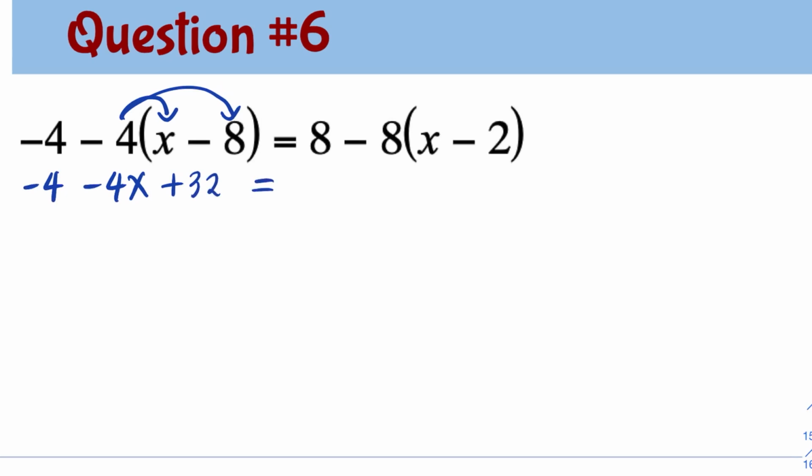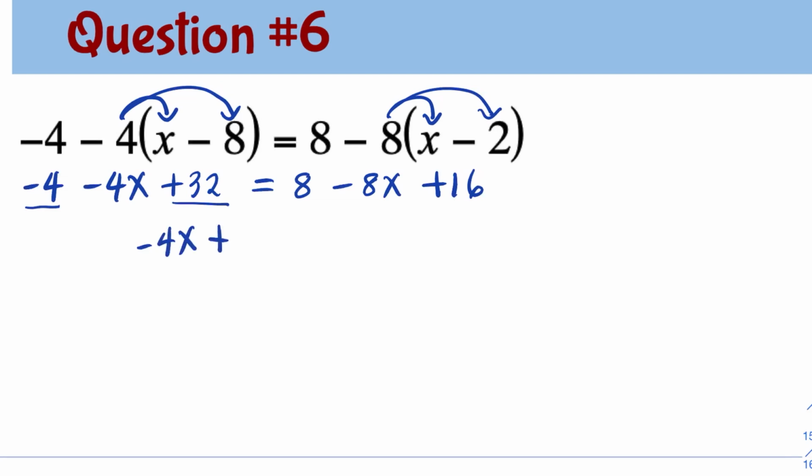And in the right side, copy the 8. Now we need to distribute the negative 8, so that's minus 8x. Negative 8 times negative 2 is plus 16. Now simplifying each side of the equation by combining like terms. For the left side, we can combine negative 4 and 32. So that is 28. So we write down negative 4x plus 28 is equal to. The right side, we can combine the 8 and 16, which is 24. So we have negative 8x plus 24.